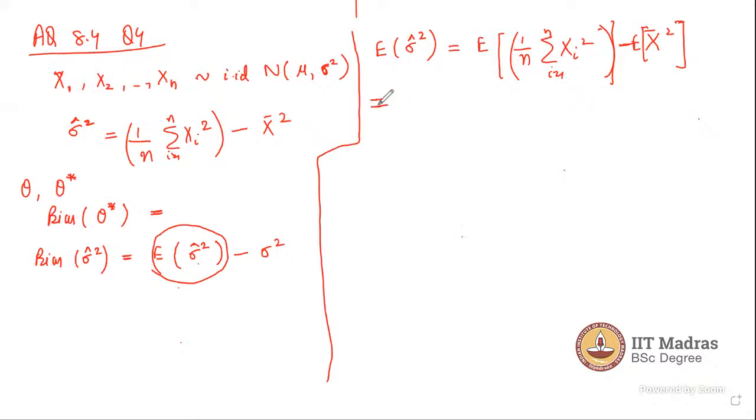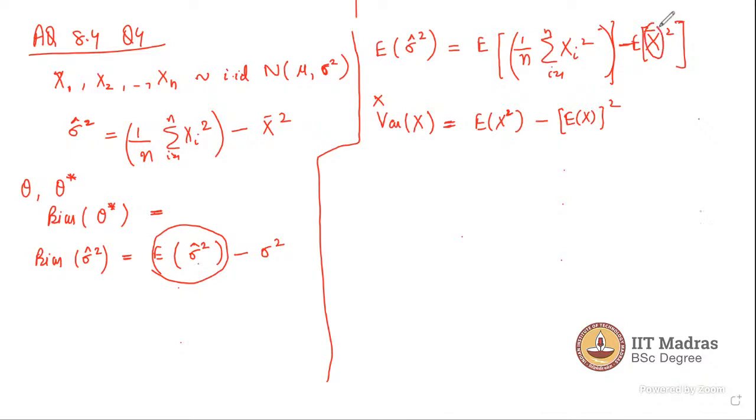What is the formula for variance? If I have a random variable x and I have to find the variance of x, what will I write? Expectation of x square minus expectation of x, whole square. Okay.